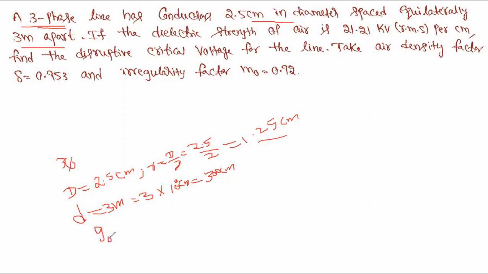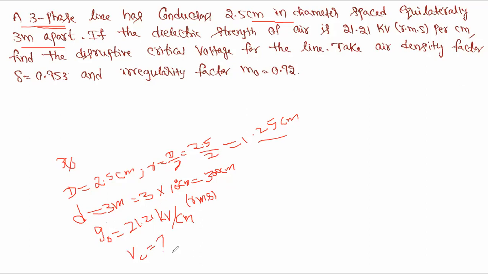The dielectric strength of air is 21.21 kV RMS per centimeter, given directly as the RMS value, that is g naught equal to 21.21 kilovolt per centimeter. Here we want to find the disruptive critical voltage Vc.